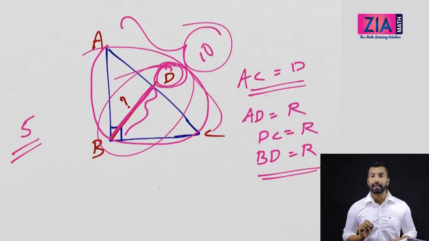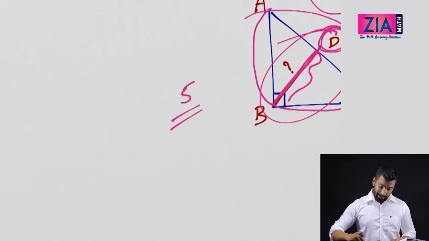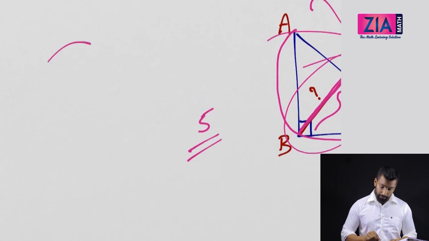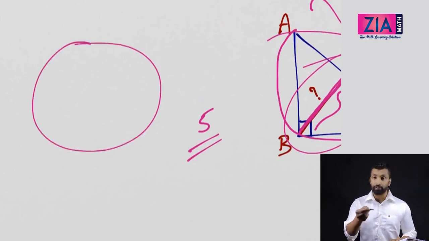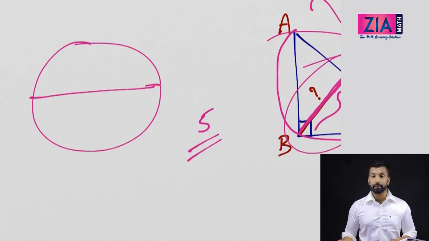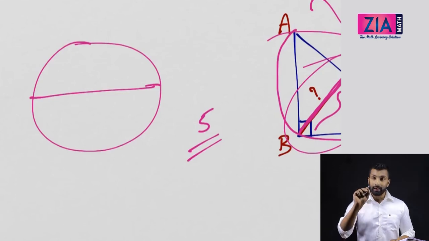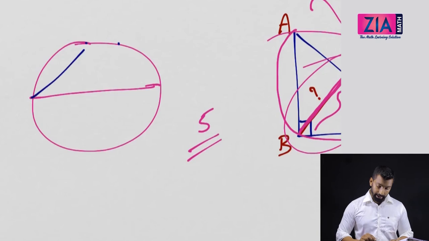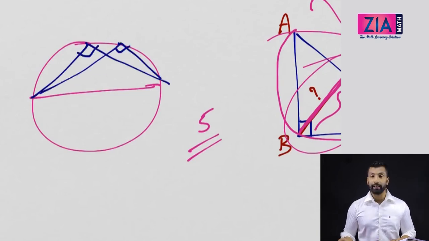Okay, so BD is the radius here. Otherwise, you can also relate it to one property that you will be learning later, which I'll be discussing in short. See, if this is the diameter, and you draw any angle touching any part of the circle, that will be 90 degrees. So this is 90. If this is also 90.